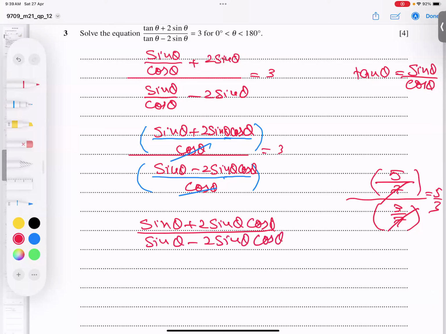Okay, students, what is the next process? What is common from the numerator? Sine is common. Down, sine is common. I can take sine common. I get 1 plus 2 cos theta.